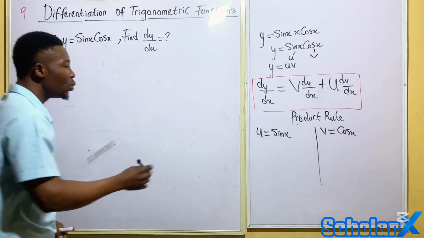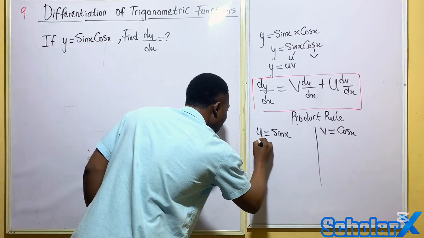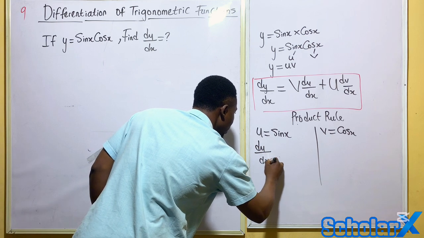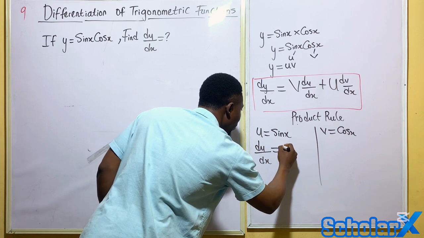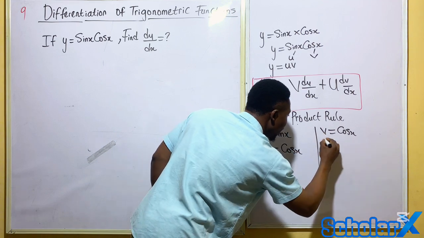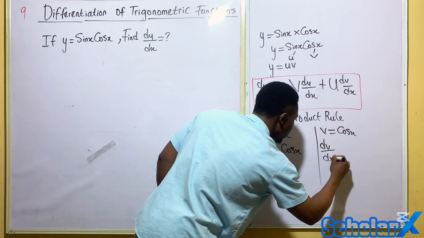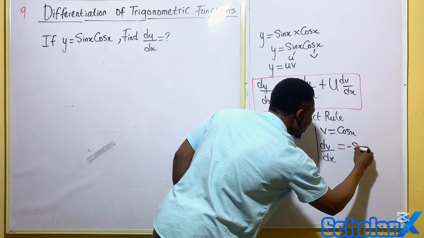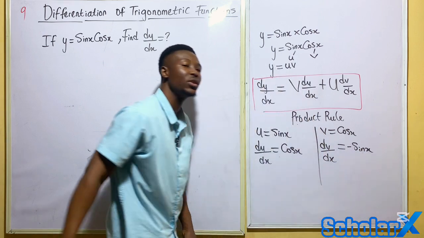So we differentiate u with respect to x, and we're going to have du/dx. If you differentiate sin x, you're going to have cos x. And we differentiate v with respect to x, that's going to be dv/dx. What are we going to have? We're going to have minus sine x when we differentiate cos x.